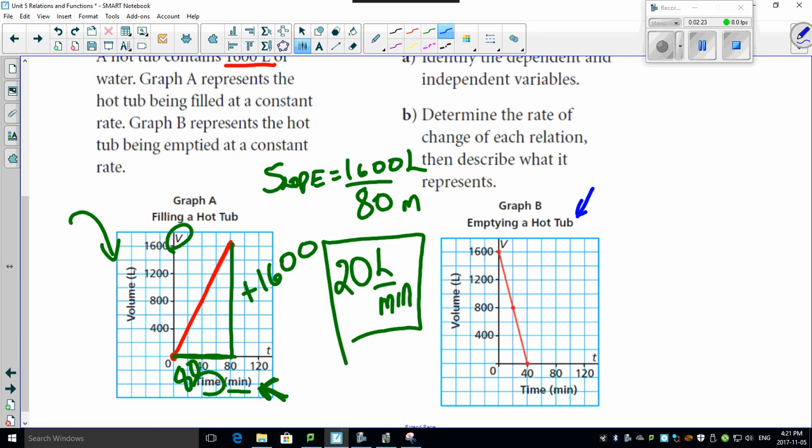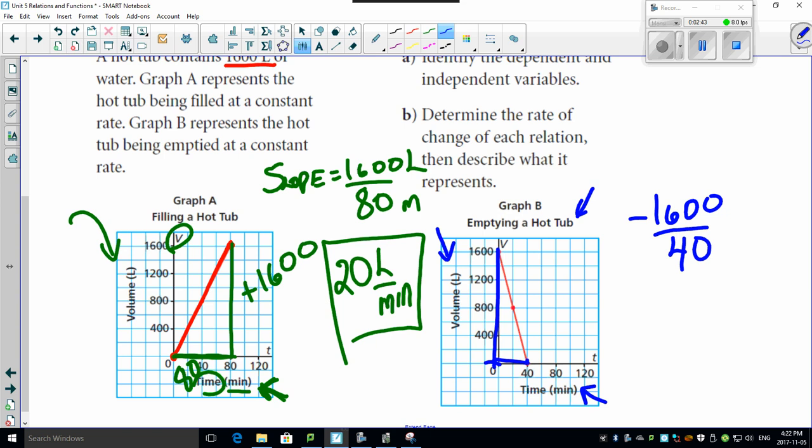Think about it. There's your independent, there's your dependent. There's your rise over your run. So again, you could put your rise there, which if you notice, your rise now is negative 1,600. Your run is now only 40 minutes. So it's easier to dump the water out of there, isn't it?